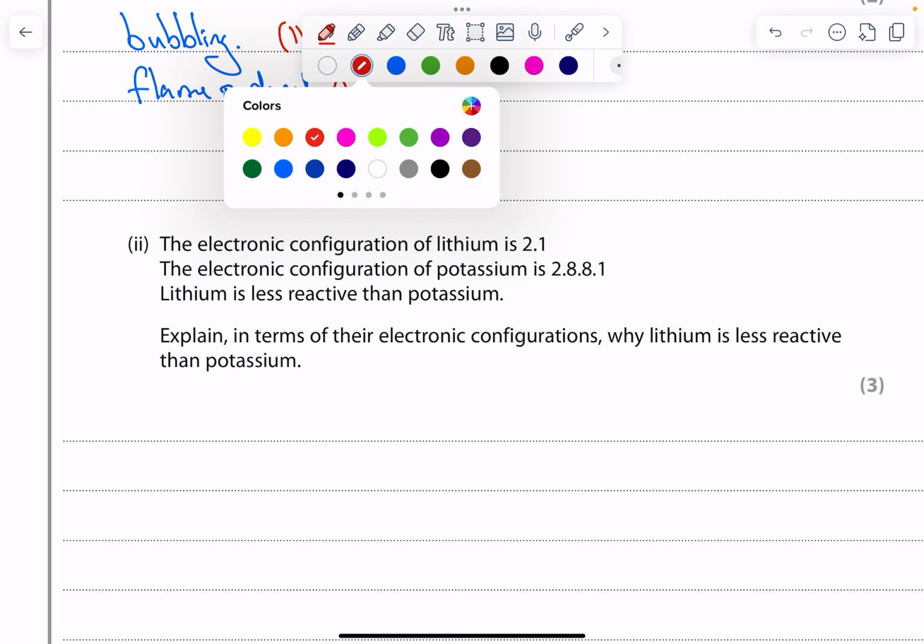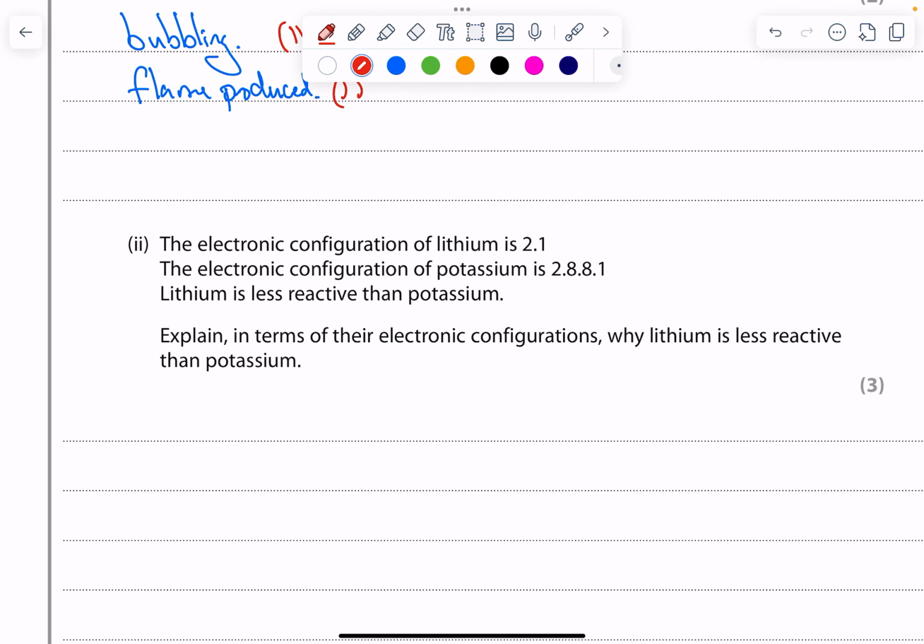Right, we've got the electron configuration here of lithium and potassium. Lithium is less reactive. Explain in terms of electron configurations why lithium is less reactive than potassium. Okay, so what we've got to remember here is both these two are trying to lose their outer electrons.